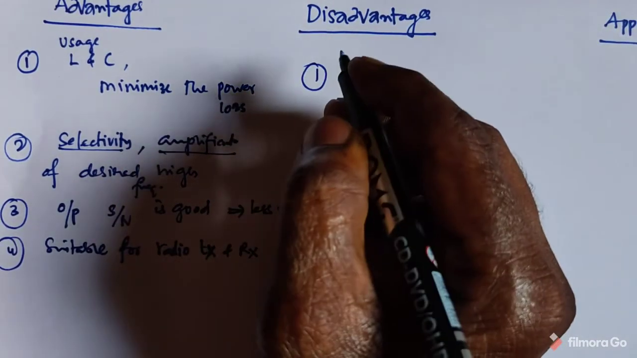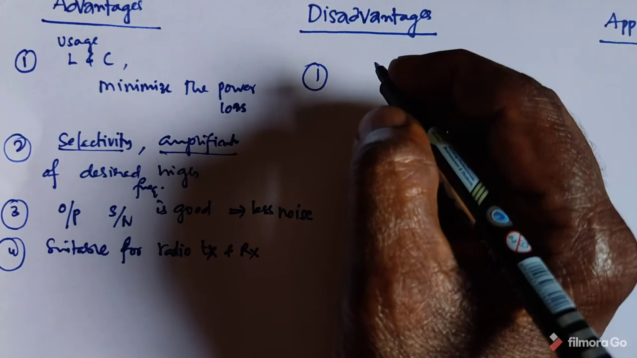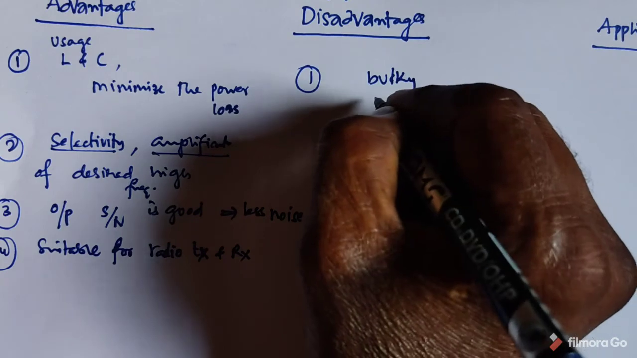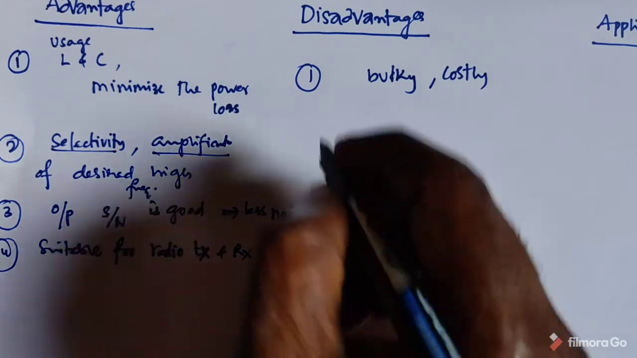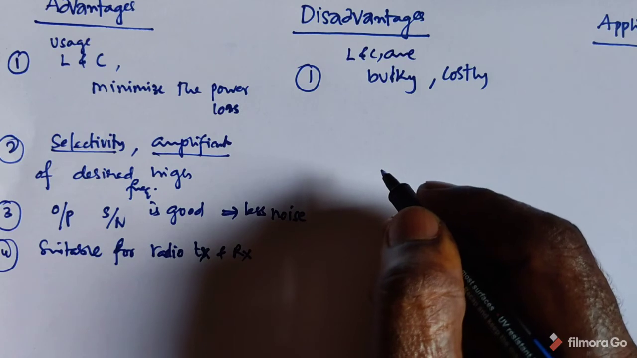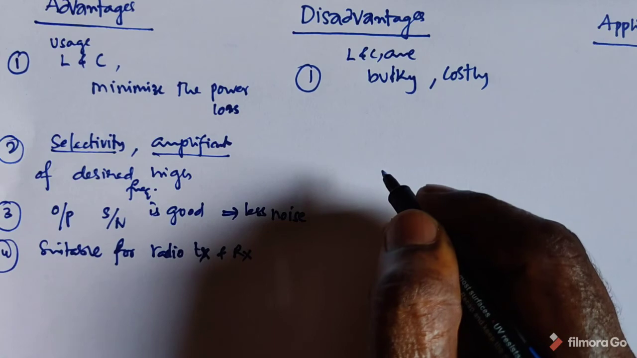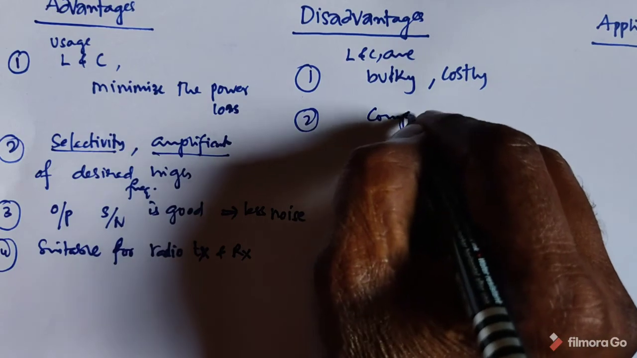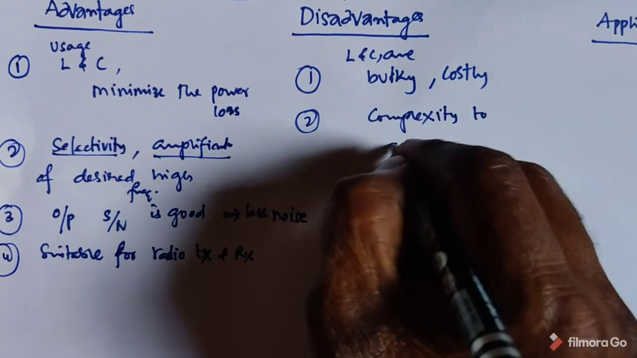And the disadvantages. Because of the inductor and capacitance tuning circuit, it becomes bulky. Due to the bulk, it is also costly. So the main disadvantage is that inductors and capacitors are bulky and costly. If the band of frequency increases, the design becomes complex. It is somewhat difficult to design the circuit.